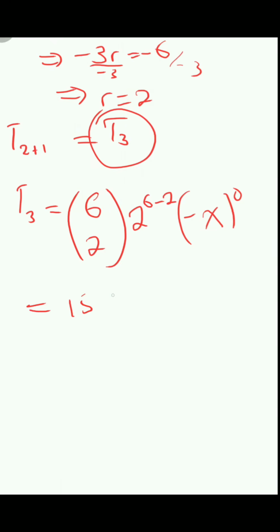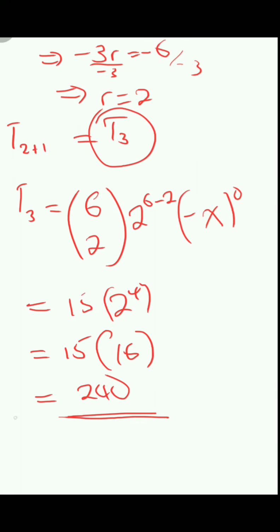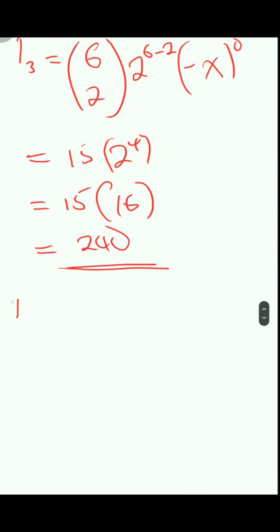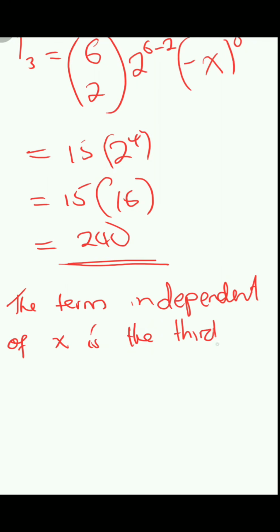So 6 choose 2 is giving us 15, to multiply with 2 to the power 4. The other one is just 1. Now this will be 15 multiplied by 16, giving us 240. So 240 in this case is simply the term independent of x, and this same term which is independent of x, which is 240, is in position number 3 upon expanding our binomial. So the term is the third term, which gives us 240 as our answer for this problem.